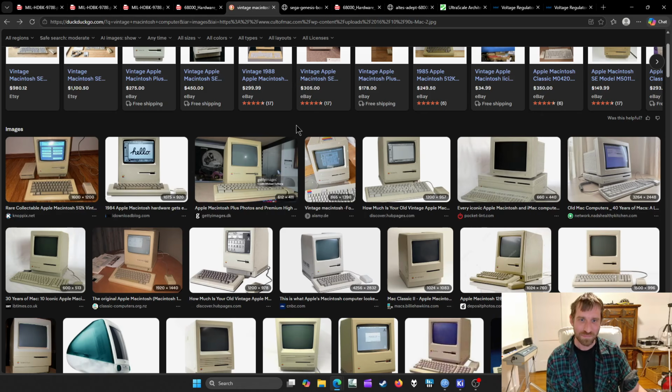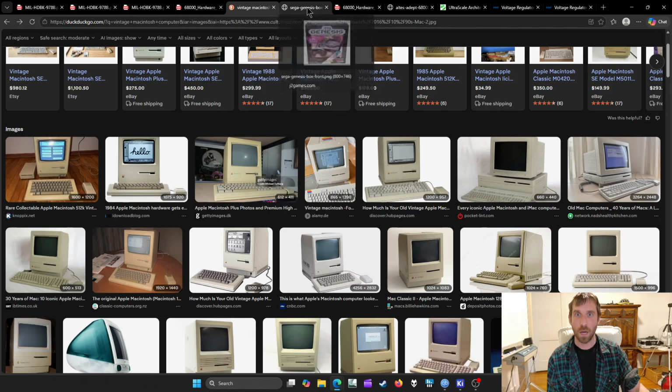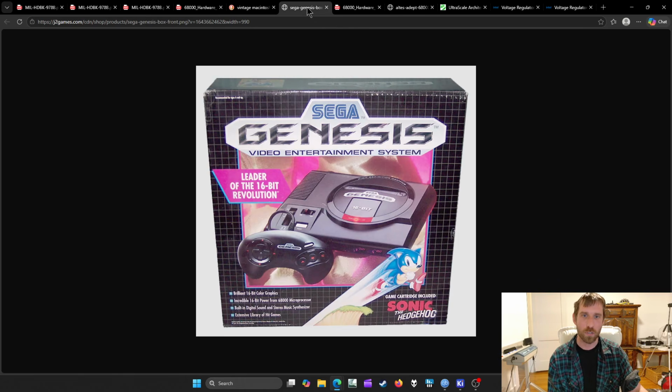So this started using them in 1984. They stopped using this chip probably around the early 90s when they changed chip families entirely to the PowerPC. For vintage gamers, the Sega Genesis video entertainment system had incredible 16-bit power from its 68,000 microprocessor.